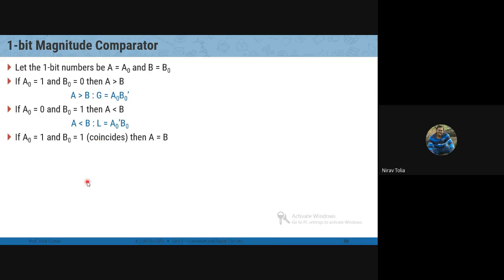And suppose my A0 and B0 are 1 1, also you can say if my A0 and B0 are 0 0, or you can say they coincide with each other, then my A equals B. And the equation for equal is indicated by the exclusive NOR gate.